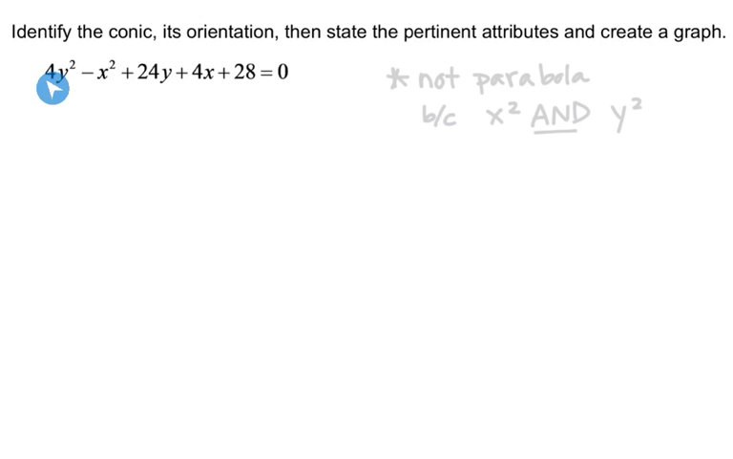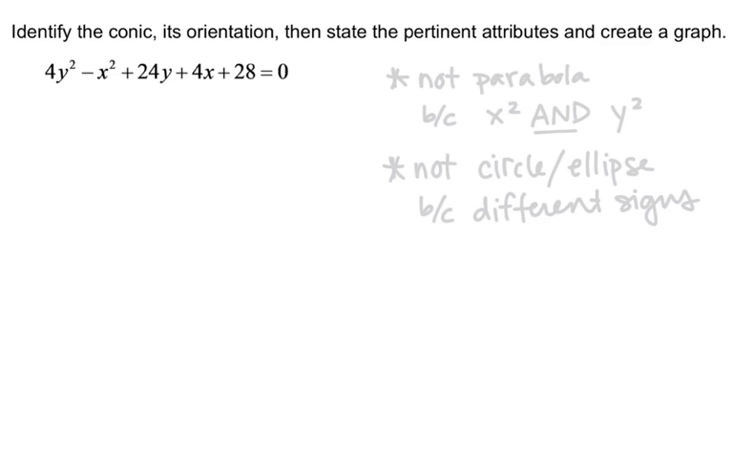And then we know, since I have 4y squared minus x squared, because these two terms have different signs, it's not a circle or an ellipse. Therefore, looking at both that x squared and y squared term, we would surmise that this is a hyperbola. And that's because we have a positive minus something. We've got different signs, plus and minus.